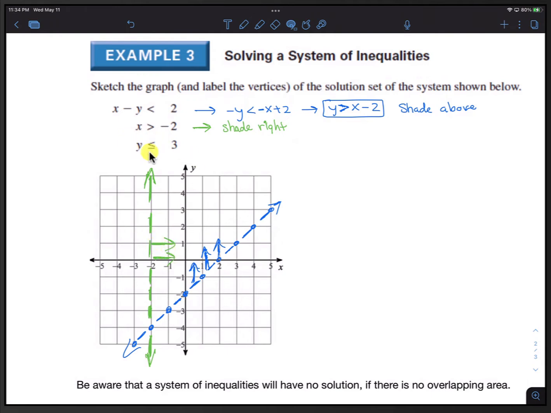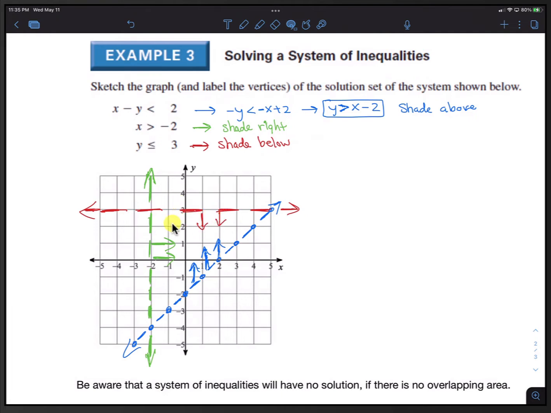All right, let's go to the third inequality. That's y is less than or equal to 3. Well, suppose that we change the less than or equal to to equals. If y is equal to 3, that's going to be a horizontal line. And because y is less than or equal to 3, that means we're going to be shading below. So it's going to be a horizontal line, and we're going to be shading below this horizontal line. So graphing that, horizontal line at 3, and we're shading below it.